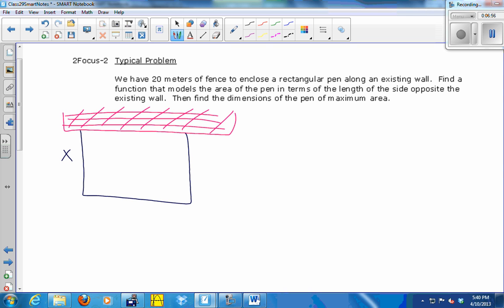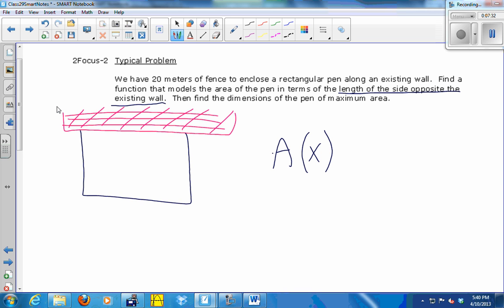So these two lengths have to be the same because it's a rectangle. If I use x on each side, how much do I have left to connect them? 20 minus 2x, because I have a total of 20, and I've already used 2x. So a function that models the area as a function of x. Actually, they told me that x is supposed to represent the length of the side opposite the existing wall. I should have finished reading the question.